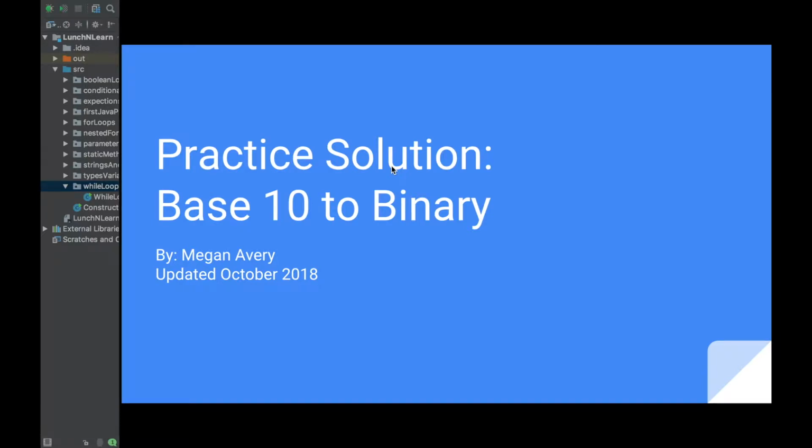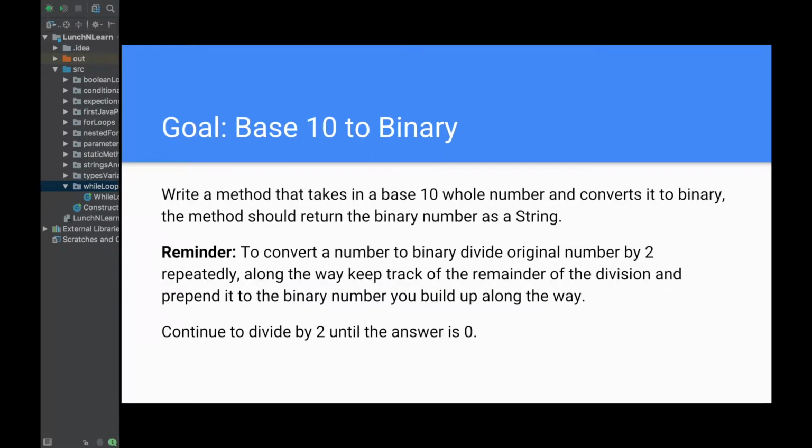The solution to the practice problem proposed at the end of the while loop tutorial in this same playlist. The goal is to write a method that takes in a base 10 whole number and converts it to binary. The method should return the binary number as a string.